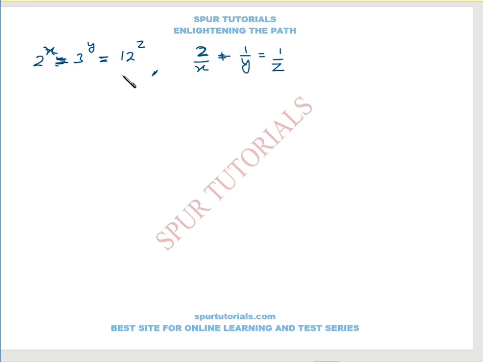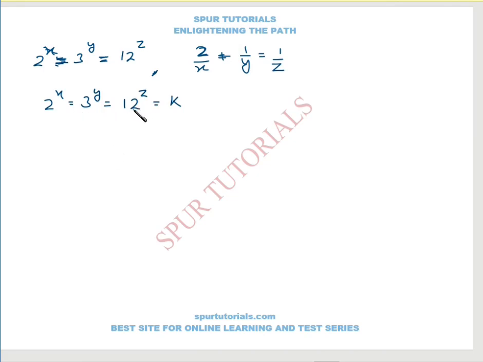Let's talk. See, 2 raised to power x is equal to 3 raised to power y is equal to 12 raised to power z. See, when multiple equalities are given in a question, it's better to assume all these terms equal to some k. Got it?